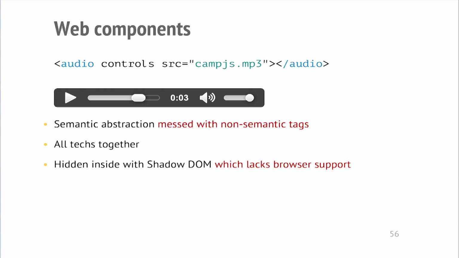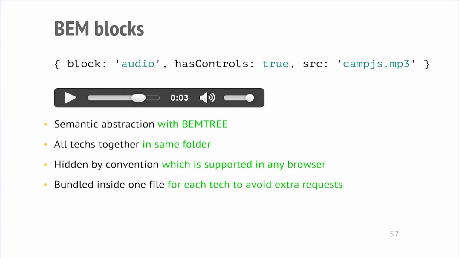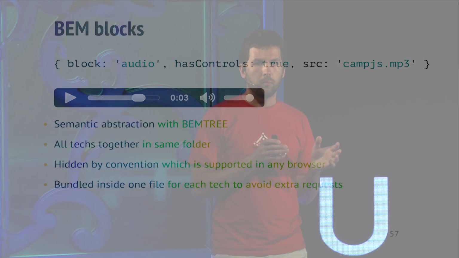They also use a semantic abstraction on top of HTML, but they still need to mess it with old divs and spans. They also put all the front-end technologies together, and they also try to hide internals with the help of Shadow DOM. But again, we have some problems with privacy for that. And with BEM, we've got the same thing, but without HTML at all. And we also put everything together in the same folder. And instead of Shadow DOM, we just use a convention with a namespace or block to hide all the elements inside.